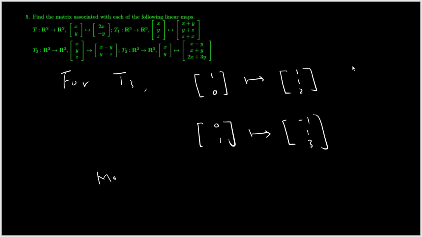So the matrix we are looking for is the matrix associated with T3. The matrix has 2 columns. One column is 1, 1, 2, the components of the output of 1 0. The second column is negative 1, 1, 3. So that's the matrix.